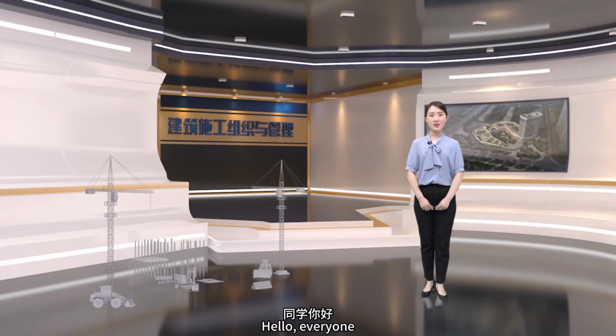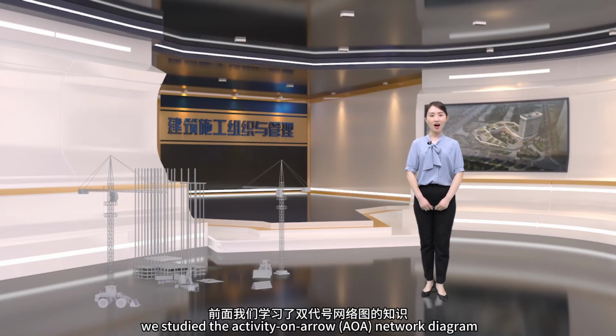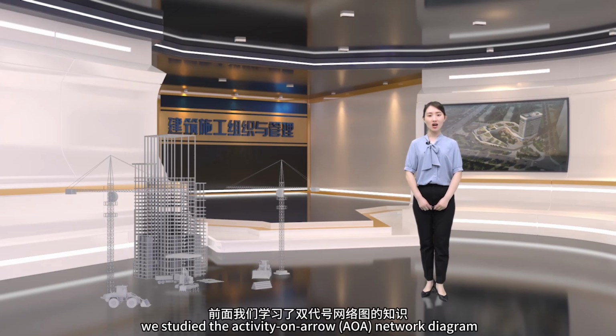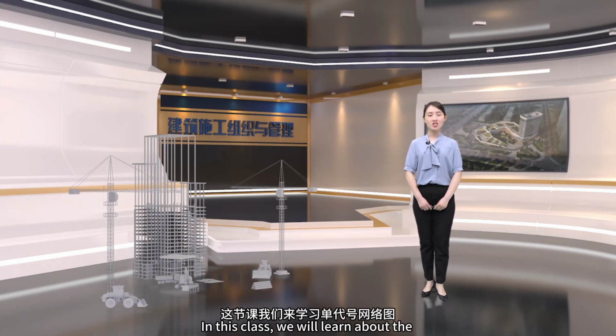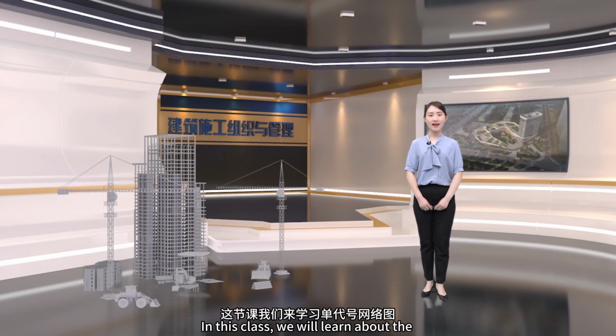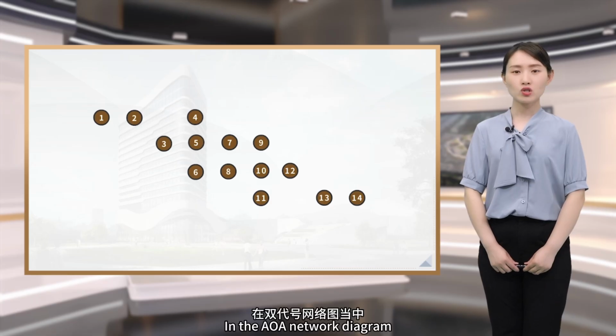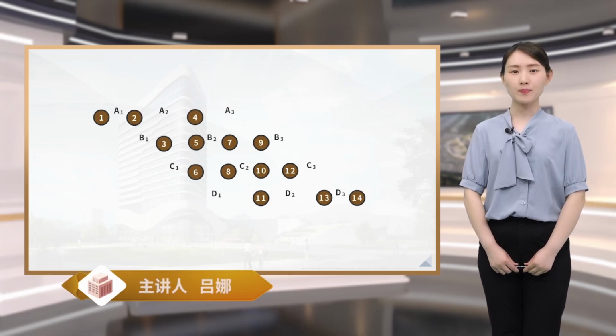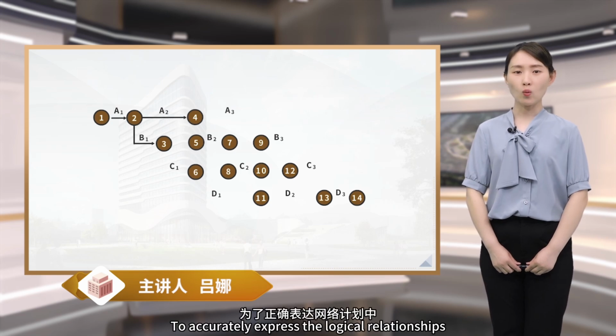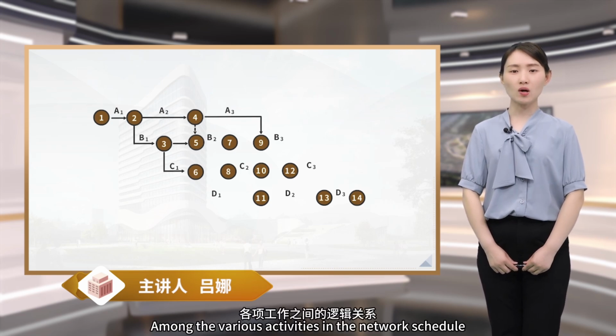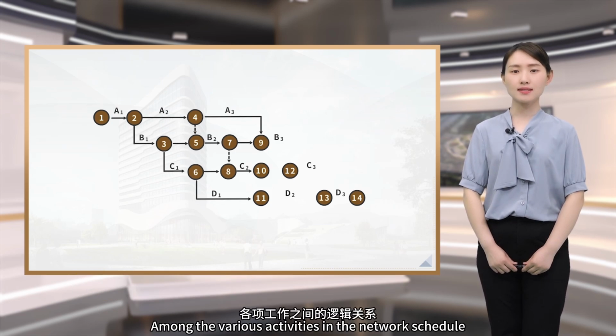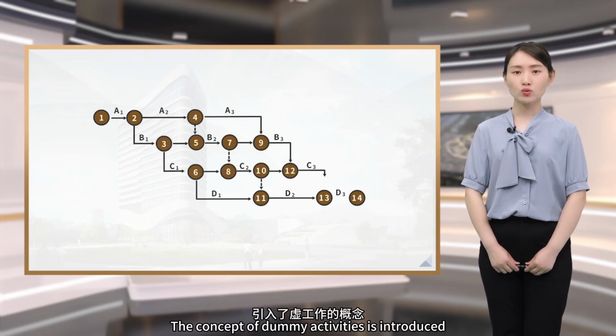Hello, everyone. In the previous class, we studied the activity on arrow, AOA, network diagram. In this class, we will learn about the activity on node, AON network diagram. In the AOA network diagram, to accurately express the logical relationships among the various activities in the network schedule, the concept of dummy activities is introduced.